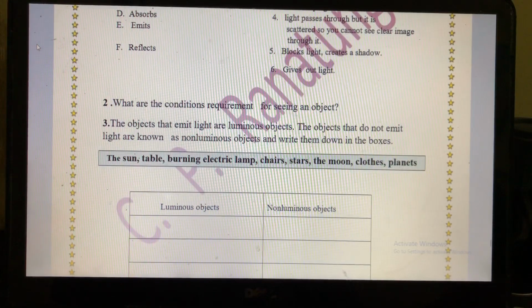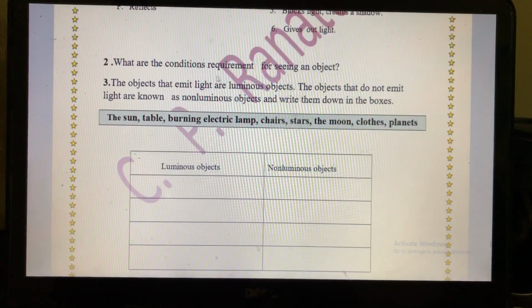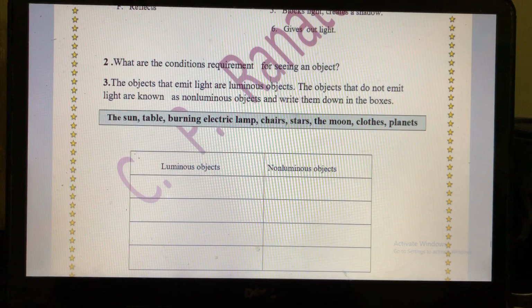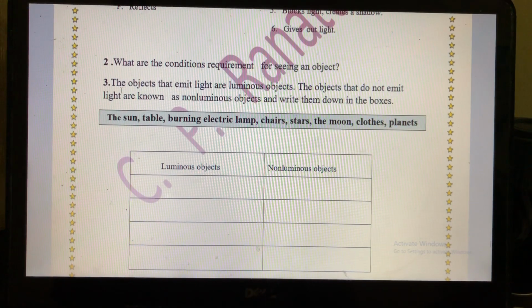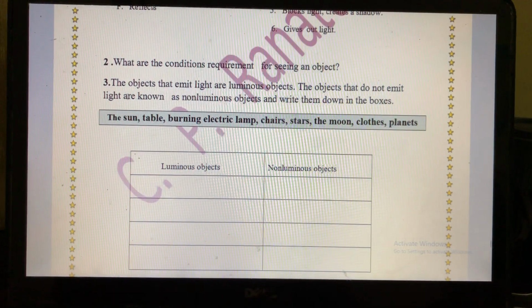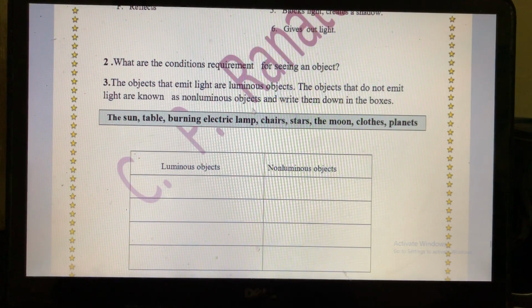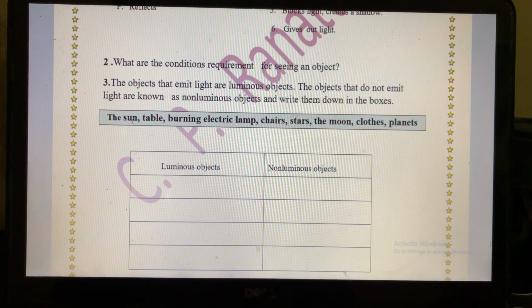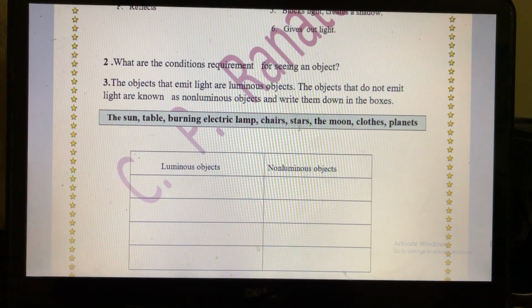Number 2, what are the conditions required for seeing an object? Number 3, the objects that emit light are luminous objects. The objects that do not emit light are known as non-luminous objects, and write them down in the boxes. The sun, table, burning electric lamp, chairs, stars, the moon, clothes, planets.